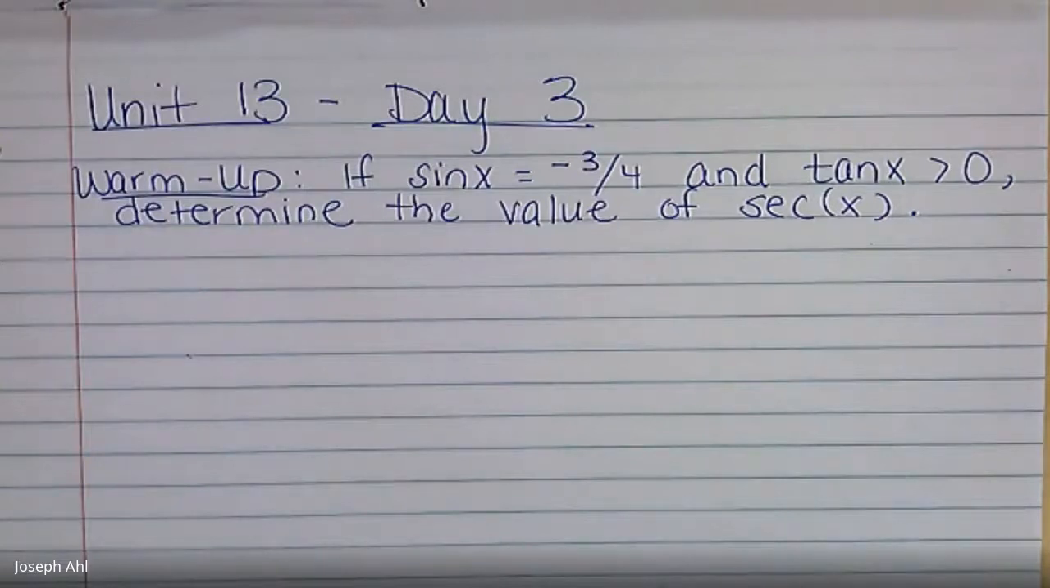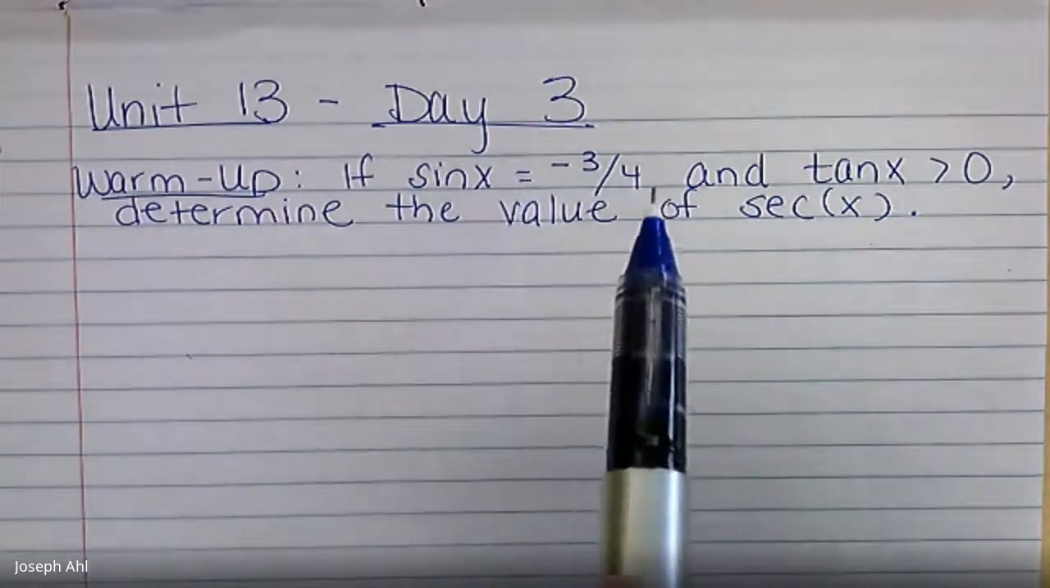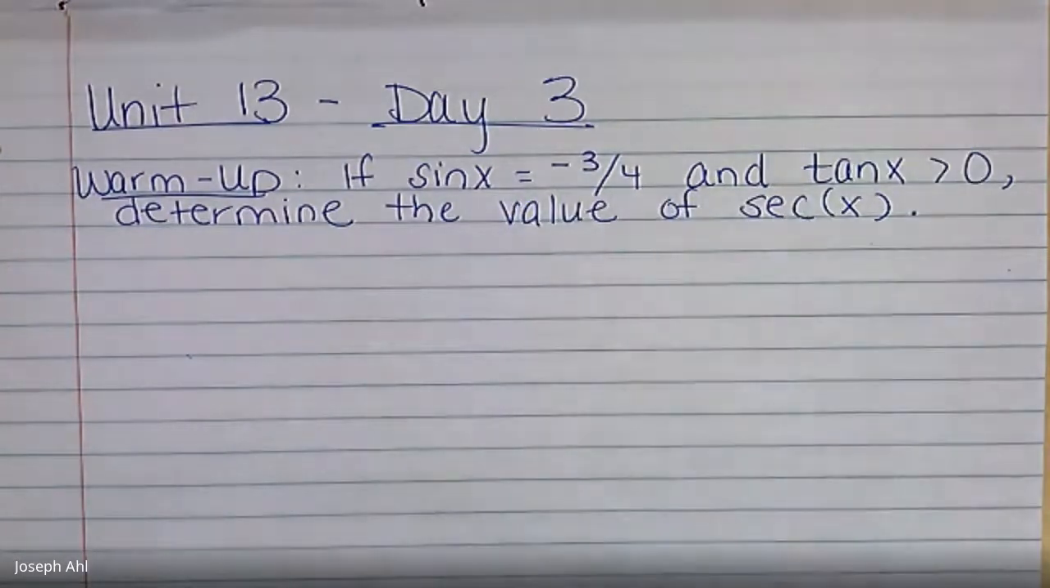So a couple things we're going to have to digest here to get started. One of them being that sine of x equals negative 3/4, and then they tell us this additional information that tan of x is greater than 0. So why do we need that information, I guess is the question.